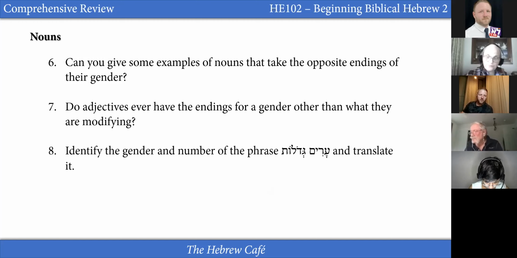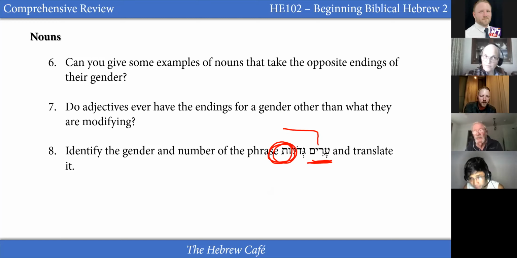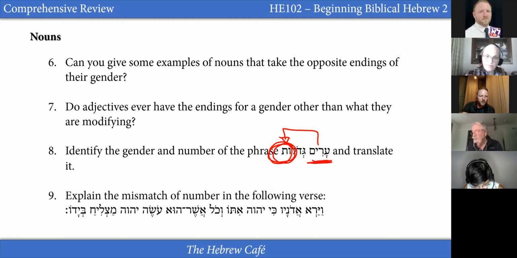So identify the gender and number of the phrase arim gdolot. Ward kind of ruined it for us because he already gave the example, arim. So what's that mean? Ward, do you want to grab it since it's your example? A great city, great cities. Plural, great cities. And so the gender and number are feminine plural, and it's always going to be indicated by the ending of an adjective. Most phrases in the Bible are going to have adjectives, not all of them, but a lot. So if you have any doubt about the gender, look at the adjective, because the adjective ending will never lie to you.